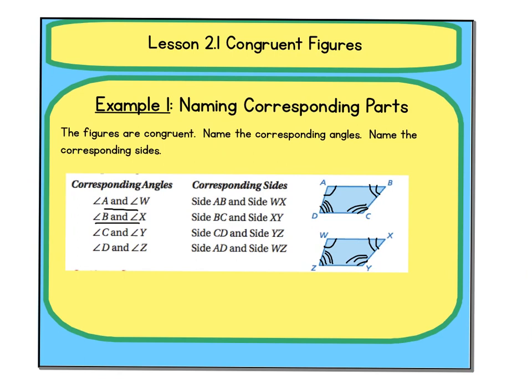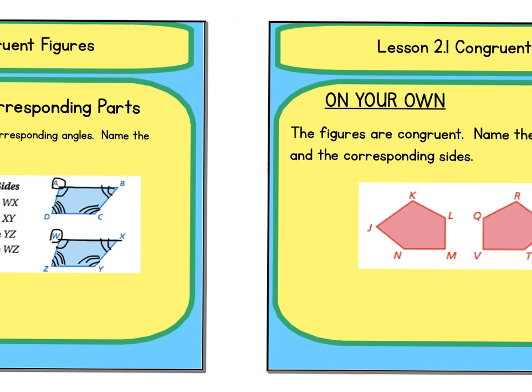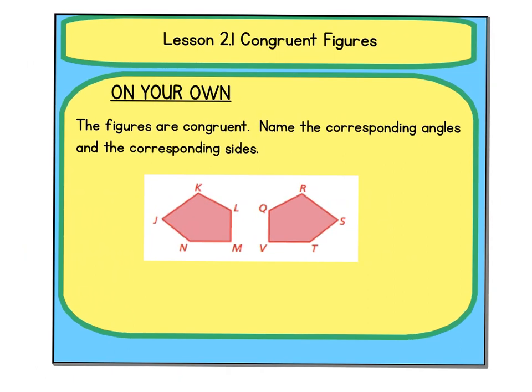Can do the same thing with the sides. AB is congruent to WX. And notice that we're putting the starting letters there together. So when I come over here, it says the figures are congruent. Name the corresponding angles and the corresponding sides. So we have angles to do, and we have sides.